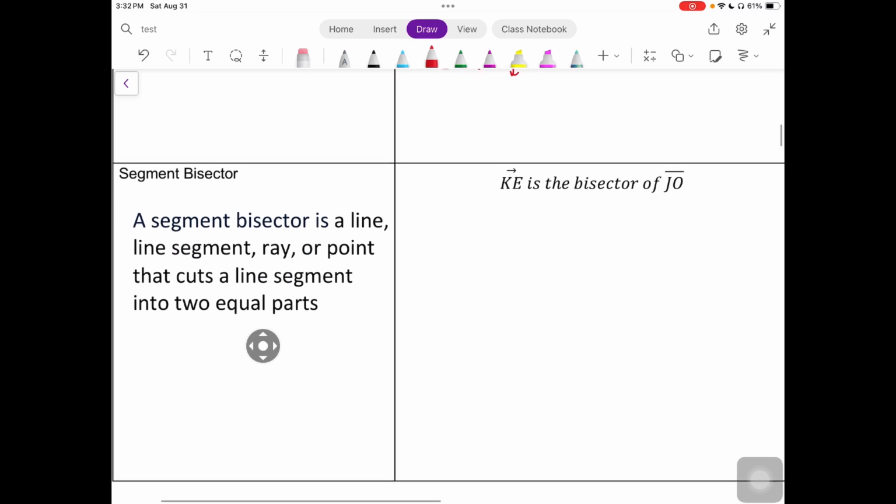Now, segment bisector is very, very similar. It does have one key difference. A segment bisector is a line segment, ray, or a point that cuts a line segment into two equal parts. Again, the key thing here is two equal parts. The one thing that's going to look a little bit different: if we have JO here, our line segment JO.